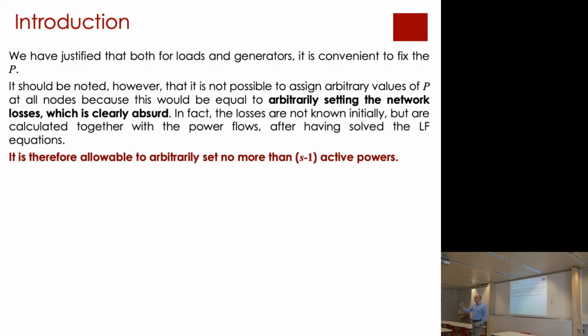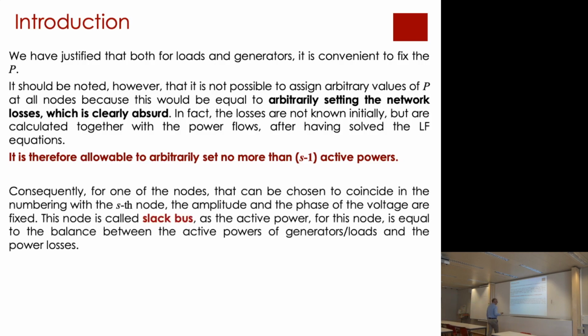So you have to choose one of the generation buses where you don't fix the active power. Okay? You fix only the voltage in this node. So this generator is called slack bus, okay? And in this generator, essentially you fix the amplitude of the voltage and the phase of this voltage. And you arbitrarily set the phase of this generator voltage equal to 0.